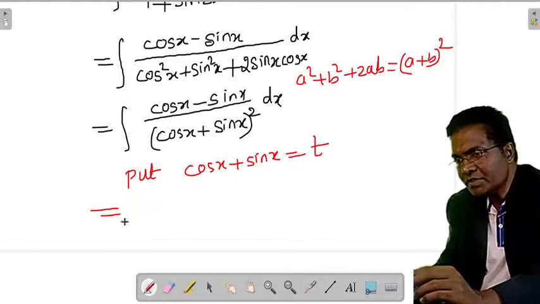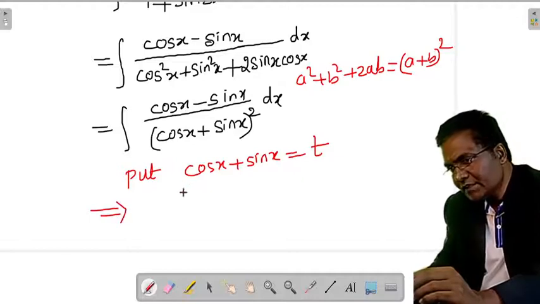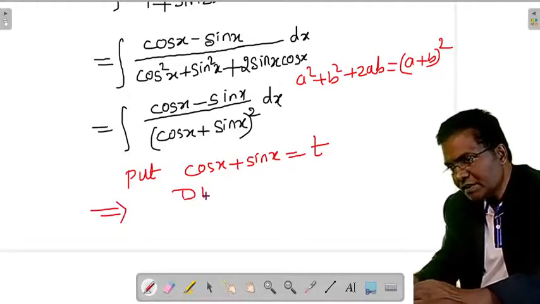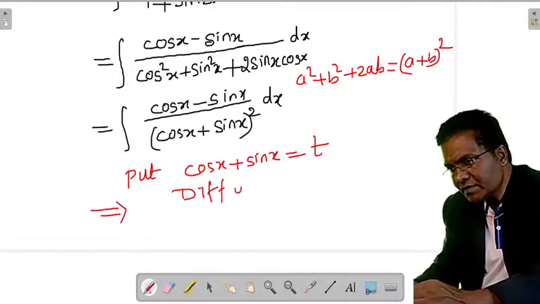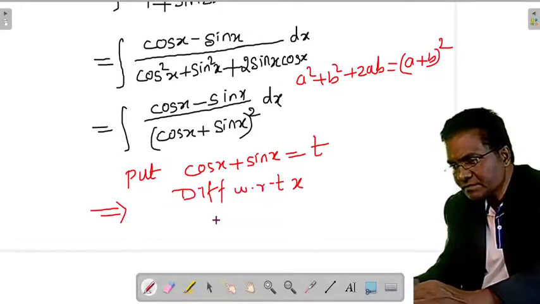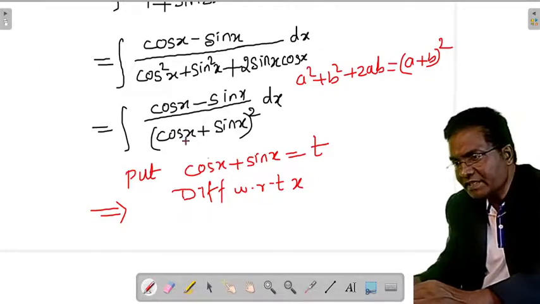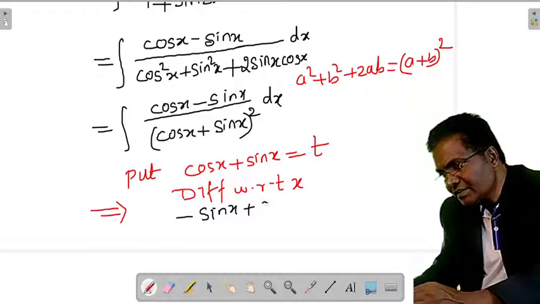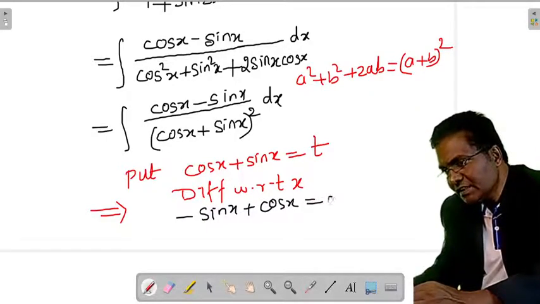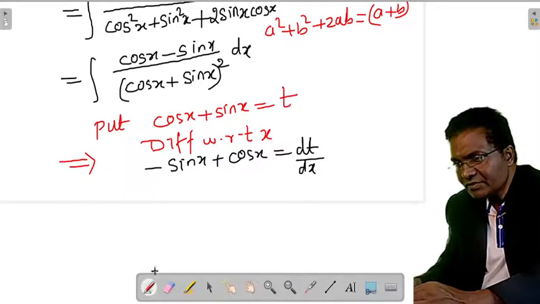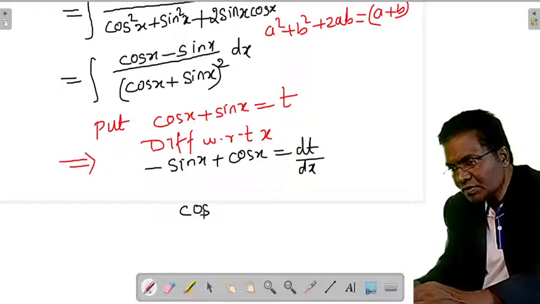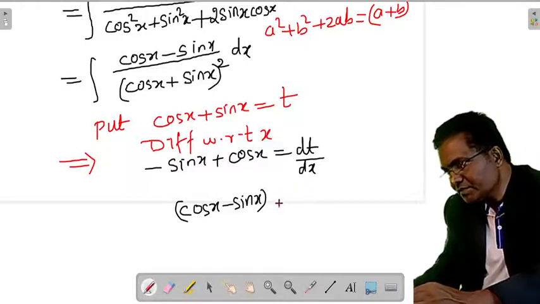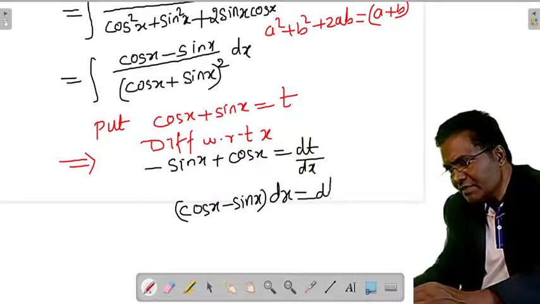As you all know, substitution method. Differentiate with respect to x. Derivative of cos x is minus sin x, and derivative of sin x is cos x, equals dt by dx. So you can write it as cos x minus sin x, I'll write positive first, into dx equals dt.